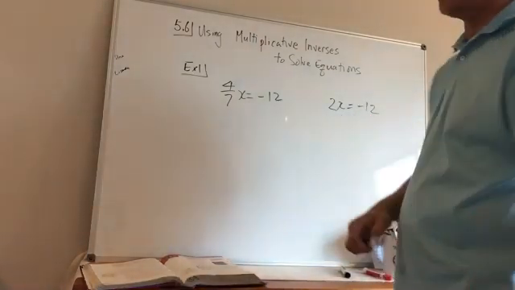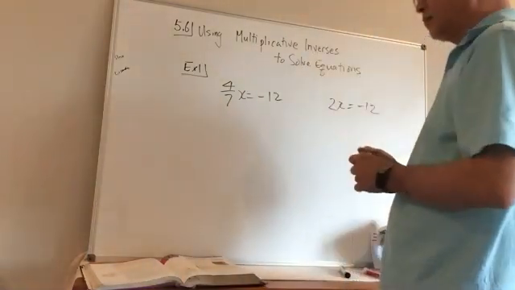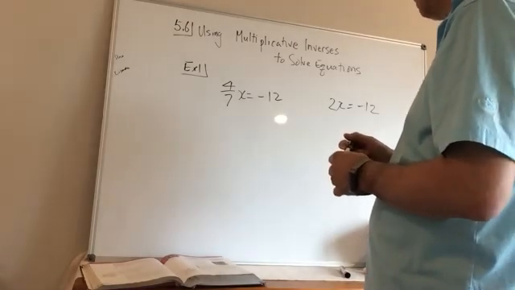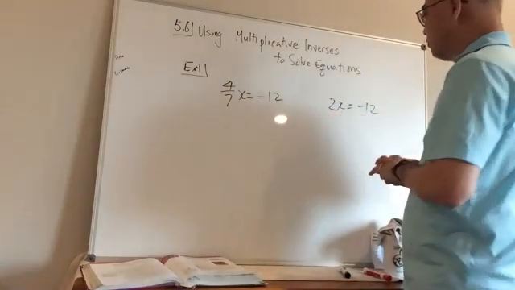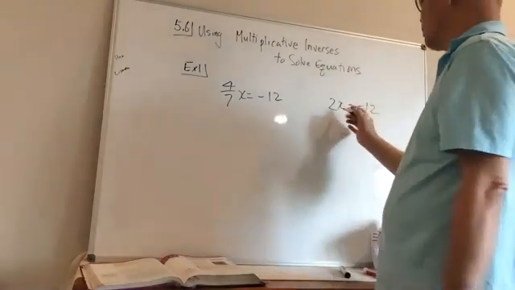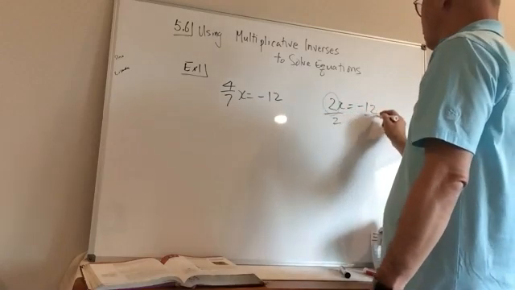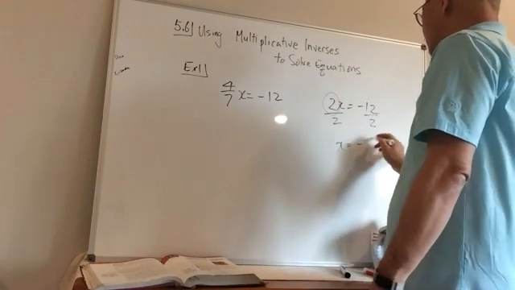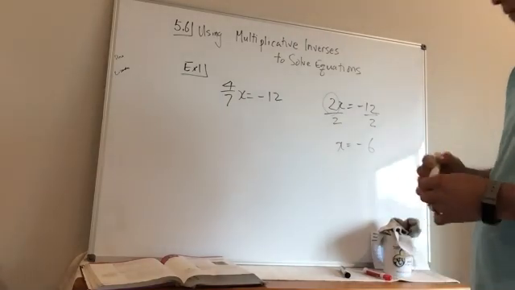2x is equal to negative 12. You divide both sides by 2, right? Because the coefficient here is 2. So you're going to divide by 2. The 2's would cancel out, and you'd only have x here. This is how you would normally approach this question.